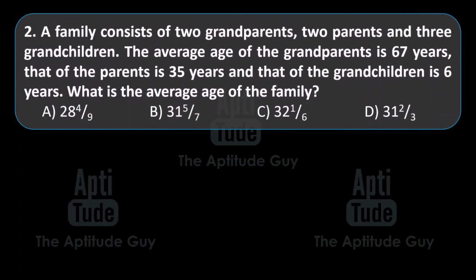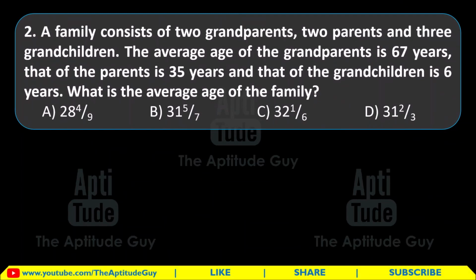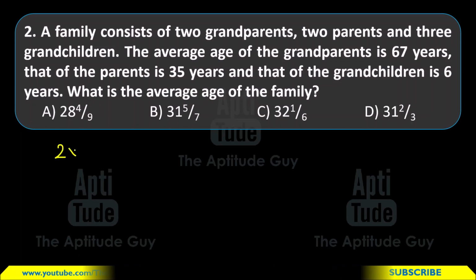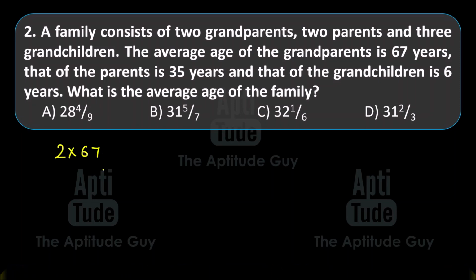Okay, question number 2, pause the video, try to solve it, and then come back. Alright, let's do this. A family consists of 2 grandparents, 2 parents, and 3 grandchildren. Average age of the grandparents is 67. So what is the total age of the grandparents? 2 grandparents are there, into 67 is their average. Number of terms into average is equal to sum.